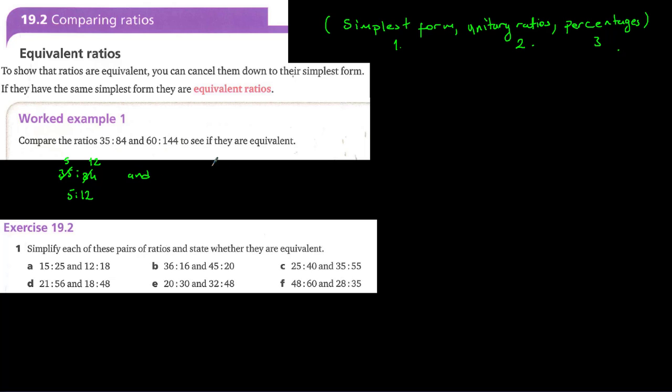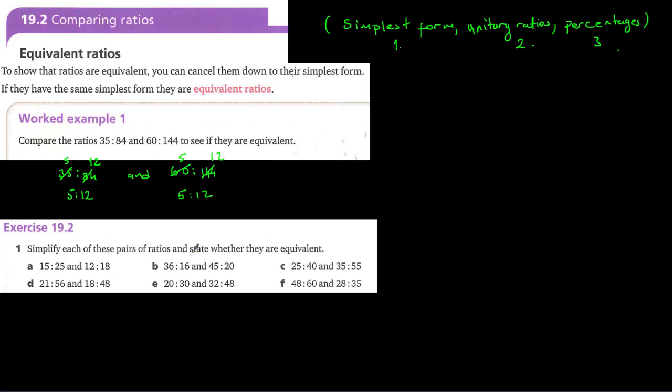And we are going to compare with 60 to 144. They are both divisible by 12. If I divide by 12, this is going to be equal to 5, and this is going to be equal to 12. So this is also equal to 5 over 12. So we can say these two ratios are equivalent to each other.